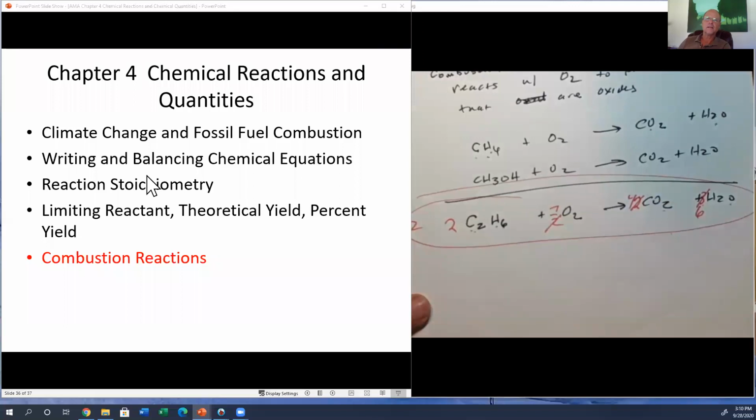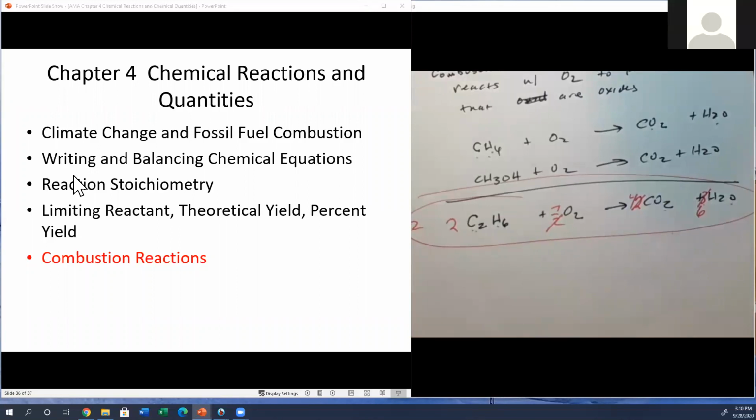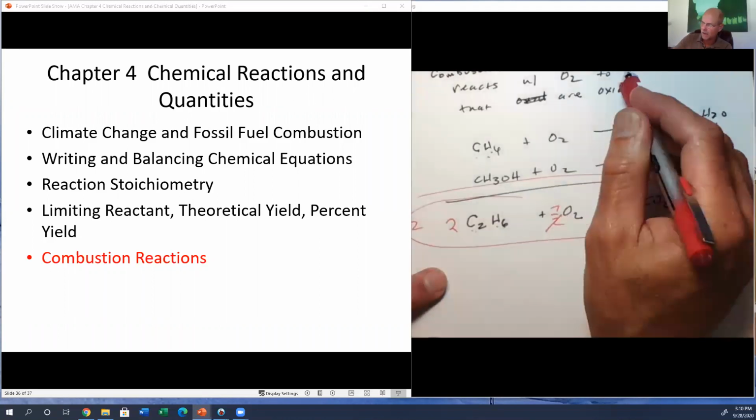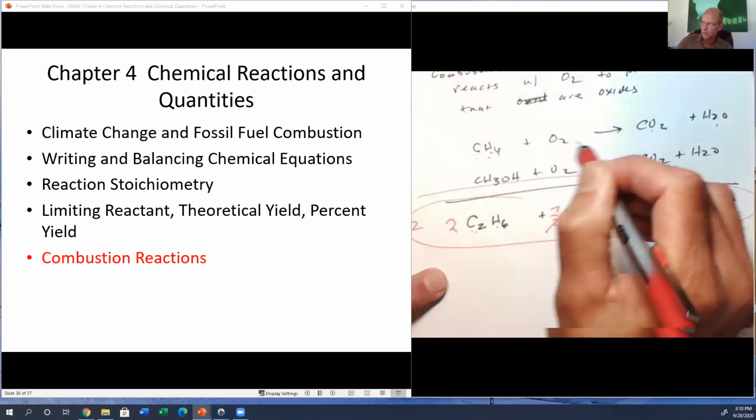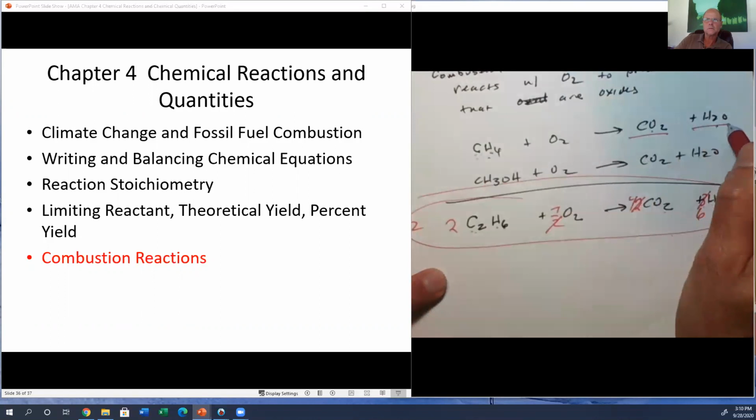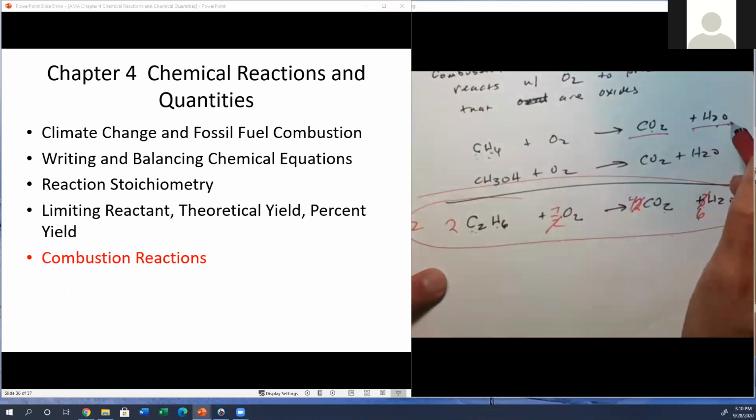Okay? That's all I really want you to be able to do in terms of combustion reactions. I want you to write balanced equations for that. How did you know that the products are CO2 and H2O? Whenever you have combustion of a hydrocarbon, carbon and hydrogen, the products are always going to be CO2 and water. Okay, so you just have to know that.